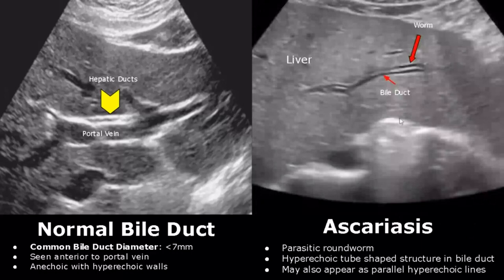Ascariasis is a type of roundworm infection. These parasitic worms can enter the bile ducts through the ampulla of Vater in the duodenum. The worm will appear as a tube-shaped structure in the bile duct or as parallel hyperechoic lines. If it is seen moving, it can be very helpful in diagnosis.